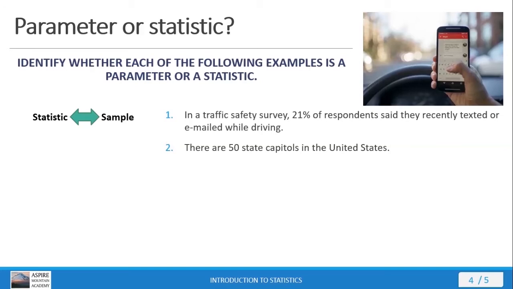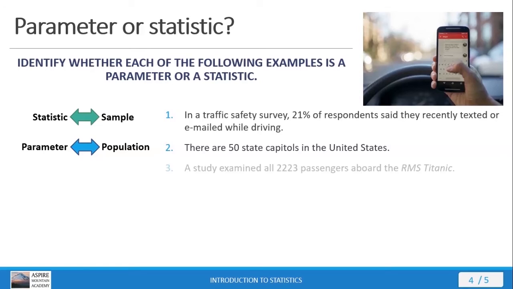Well, I hope you said parameter because that's the right answer. 50 state capitals is all there is, so that's the whole group. And since we're talking about the whole group, that means we have a population. And populations are described with parameters.